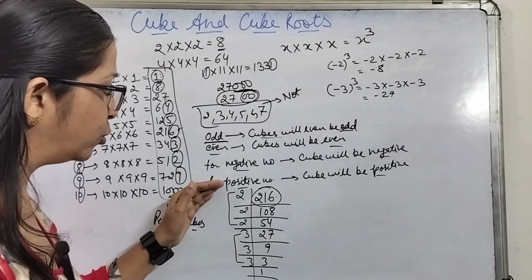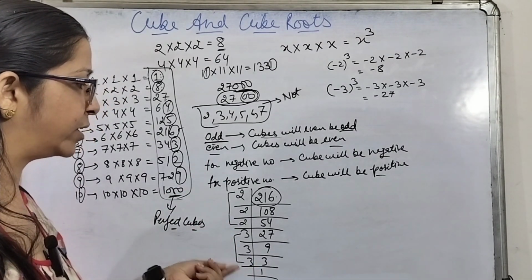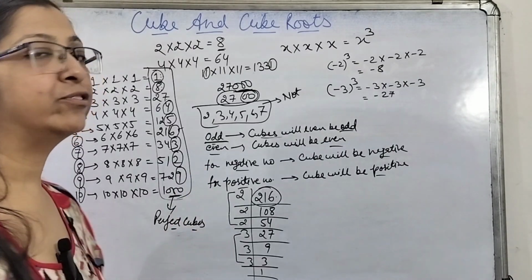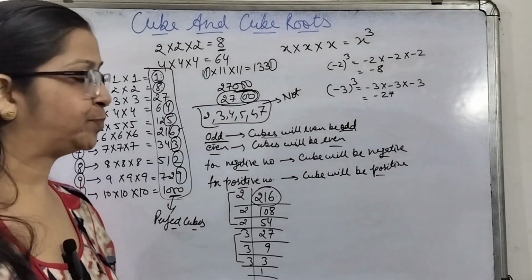There is no extra 2, there is no extra 3, there is no extra other factor. So all the factors are in groups of 3s. That's the reason 216 is a perfect cube.